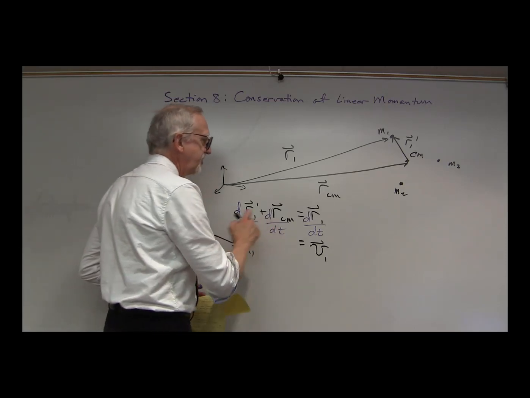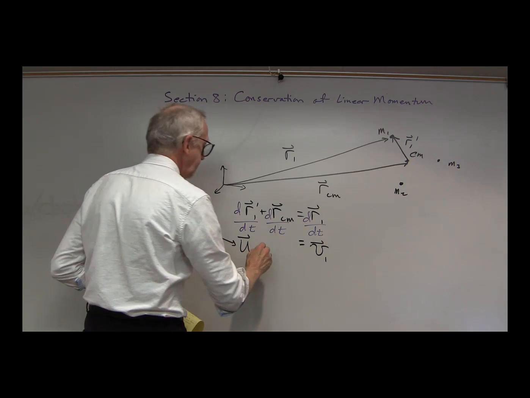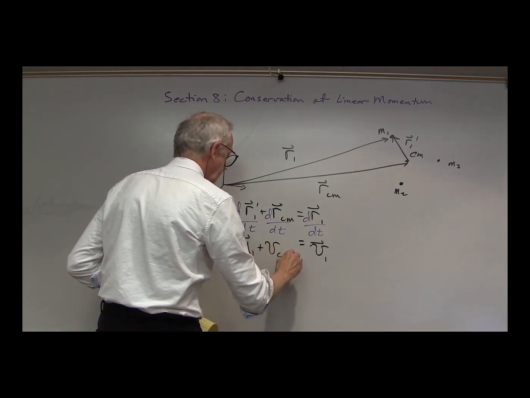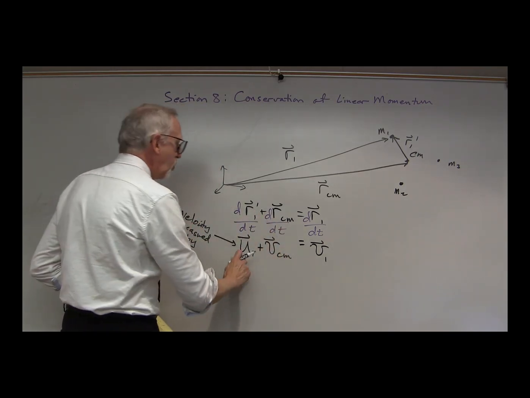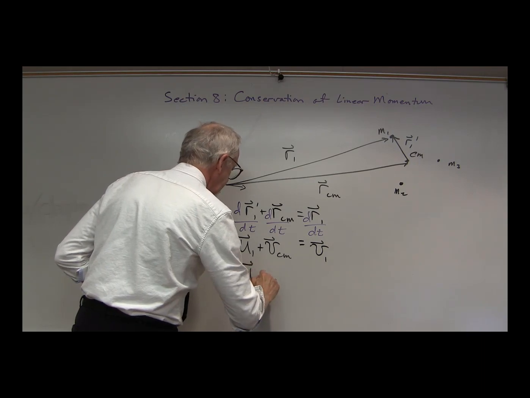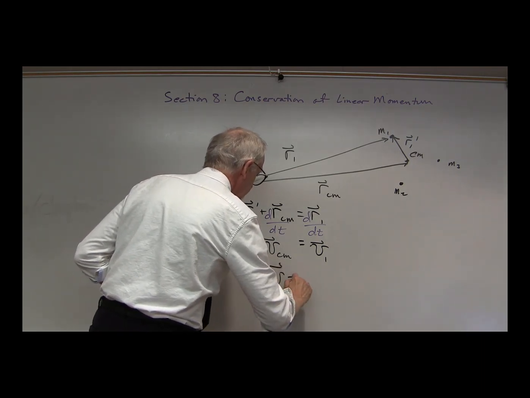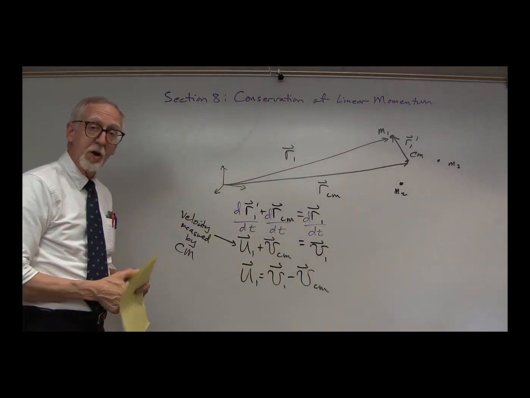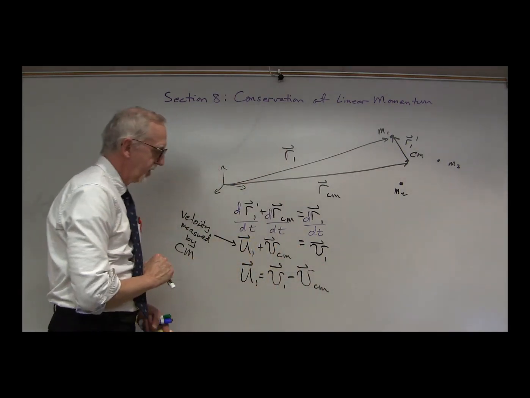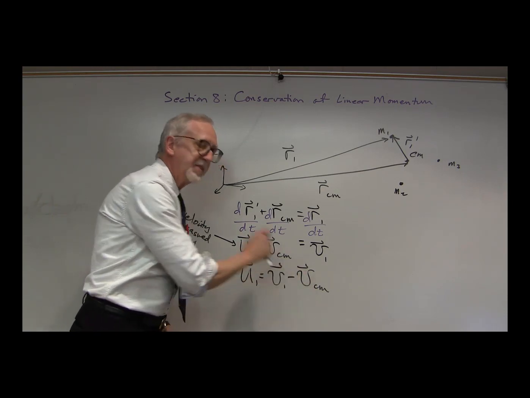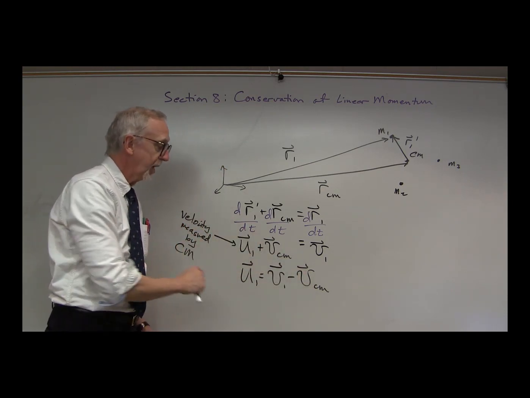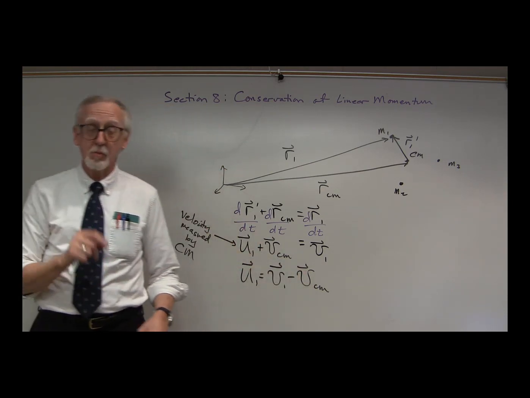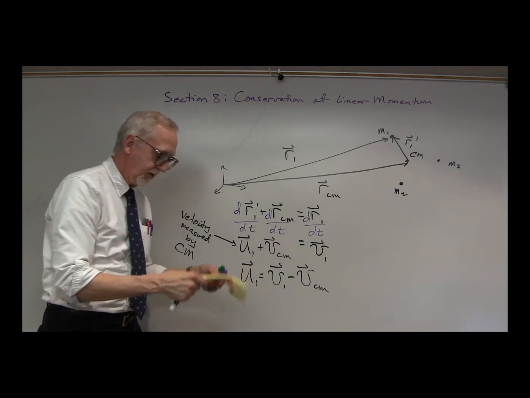And then what is this? This is the velocity of the center of mass, VCM. So what is U1? U1 is equal to V1 minus the velocity of the center of mass. So it's the original measured velocity minus the velocity of the center of mass. Okay, great. We're going to start from there.